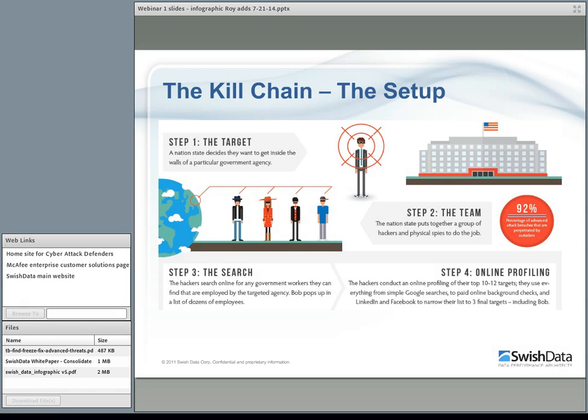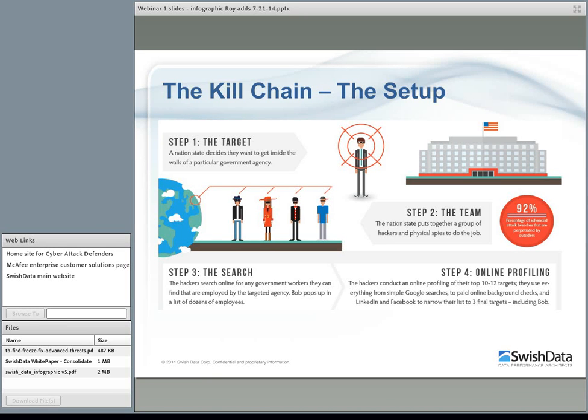So the first step was a nation state, and we're pretty clear it was a nation state, decided they wanted to go after a specific agency. So they picked that agency and then started collecting a team of both physical and online virtual spies to do the job, hackers to do the job. They went out and did what we believe is a fairly generic search for who worked for the agency, and what they could identify as potential lead-ins, people that would be the avenue to get into the agency.